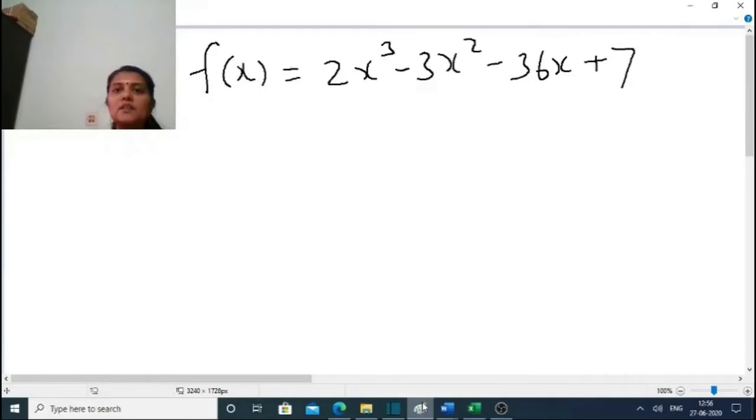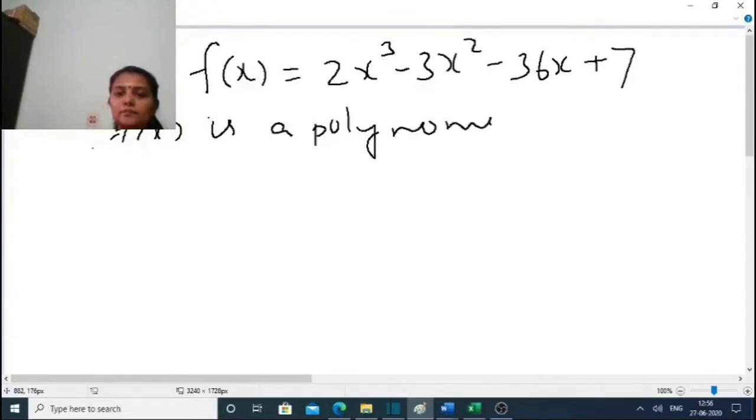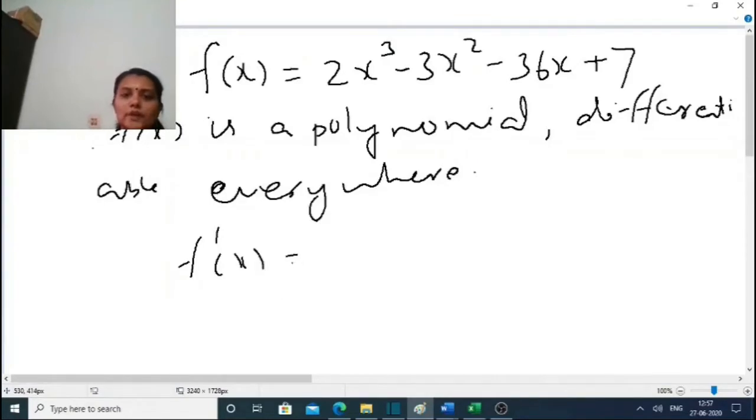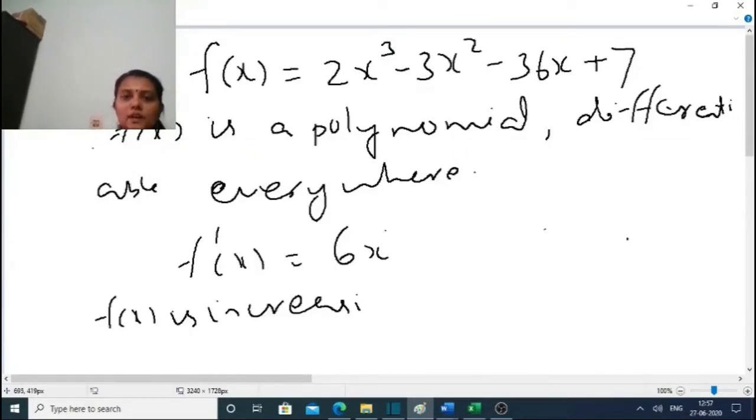Now the next problem is to find the interval in which 2x cube minus 3x square minus 36x plus 7 is increasing or decreasing. Since f of x is a polynomial, it is differentiable everywhere. So f dash x equal to 6x square minus 6x minus 36.